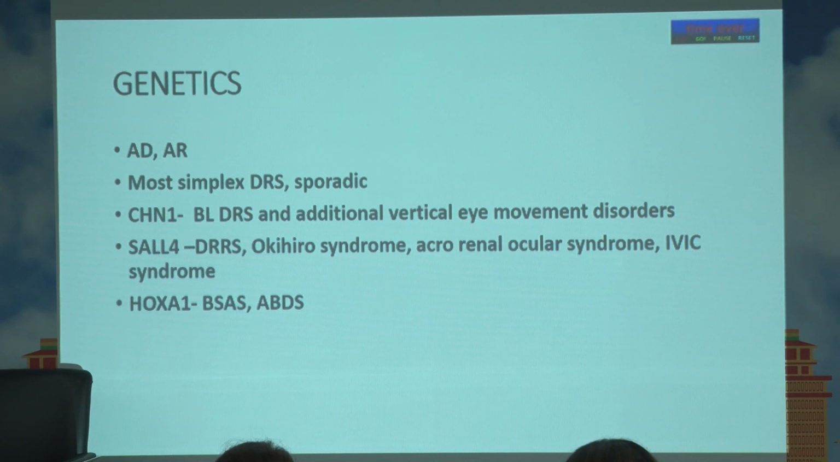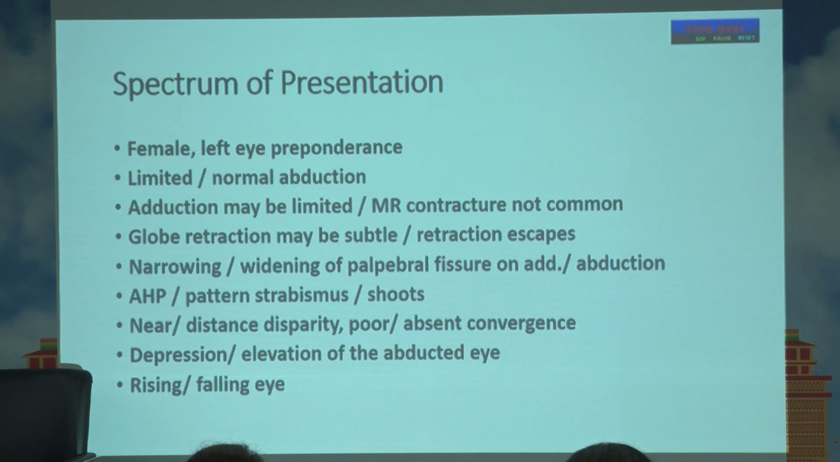If you see a bilateral DRS, you should always try to do the genetic study on these children, because very often the bilateral DRS could be inherited. So you may have autosomal dominant or AR. Most simplex cases are sporadic, and the genes which are important are CHN1, SALL4, and HOXA1, which is shared by BSAS and ABDS, as I was saying sometime earlier. So this part needs to be done. I will not go into this presentation in detail, you all know.